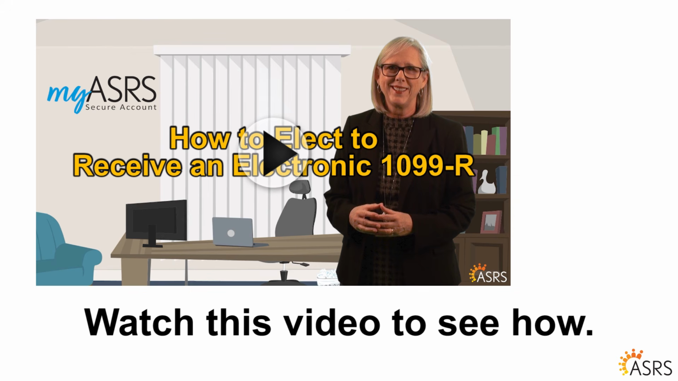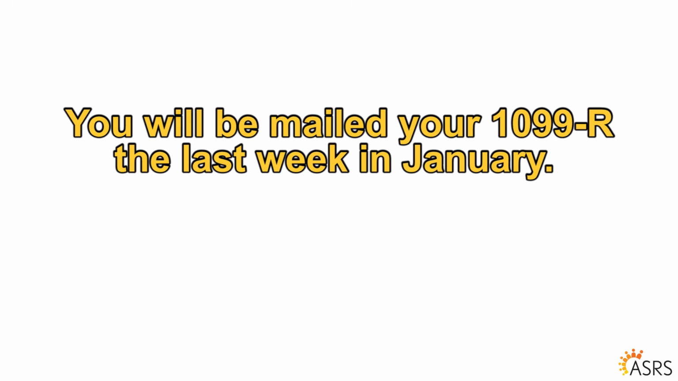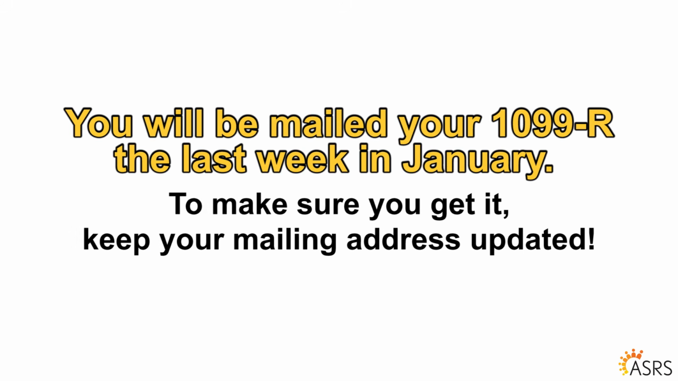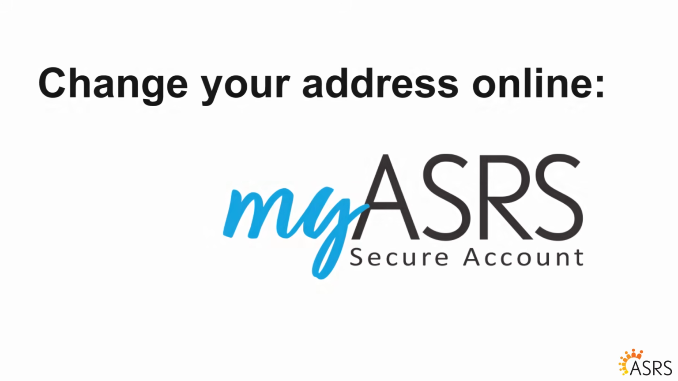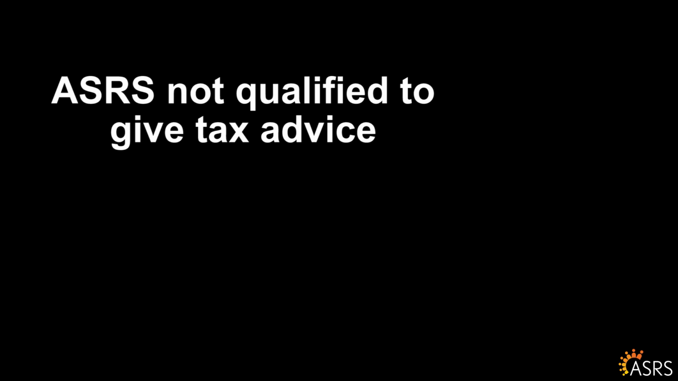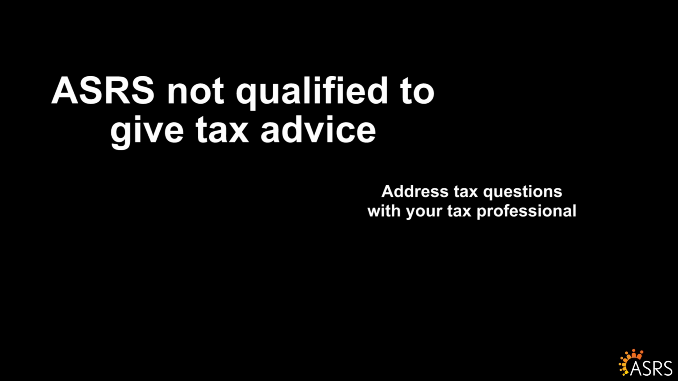This is the fastest way to receive your form. Otherwise, you'll be mailed your 1099-R the last week in January. To make sure you get it, keep your mailing address updated. You can change your address online through your Secure account. The ASRS is not qualified to give tax advice. You should address your personal tax questions with your tax advisor.